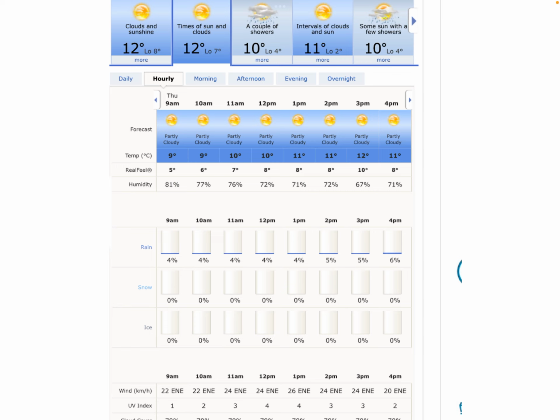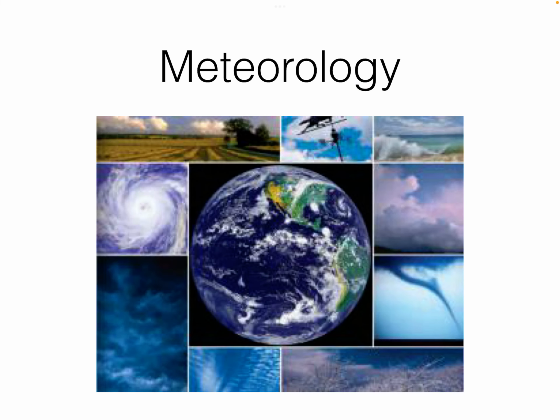There is just a picture of what you'd find if you went looking at the weather online. But a lot of people don't understand the terms, but hopefully as we go throughout this chapter you'll understand it, about humidity and wind speed and temperature, etc. So like I said, meteorology is the study of weather.